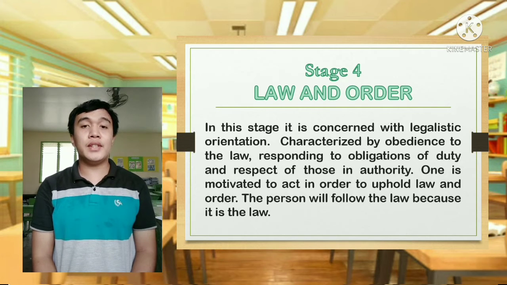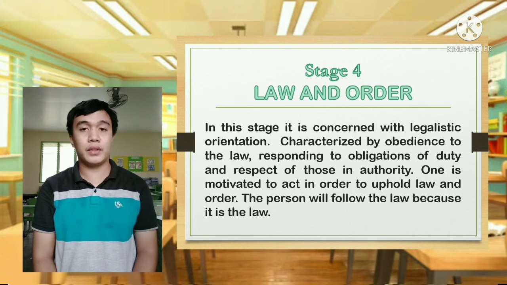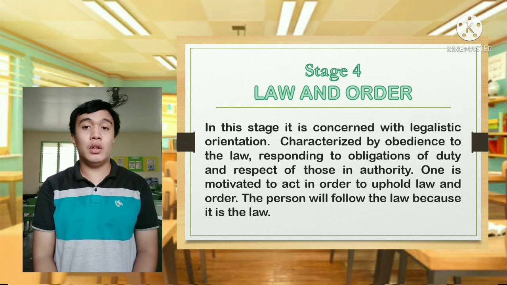In this stage, one is concerned with a legalistic orientation, characterized by obedience to the law, responding to obligation of duty, and respect for those in authority. One is motivated to act in order to uphold the law and order. The person will follow the law because it is the law. Kohlberg believes that this stage is important because there is a higher value in obeying the law than in simply seeking the approval of one's peers.